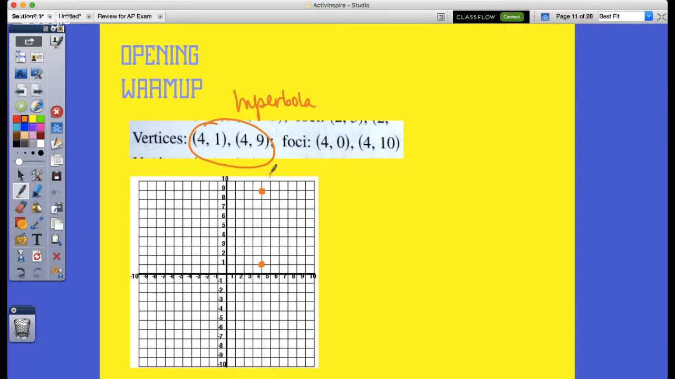4, 9 would be here. The foci are at 4, 10 and 4, 0. You'll know they're on the outside. So remember, for the ellipse, the foci are on the inside. So it goes here and here. We recognize that the center would be in between. So 1, 2, 3, 4, 5, 6, 7, 8. So 1, 2, 3, 4. So the center's in here. So that would be like 4, 5, right?